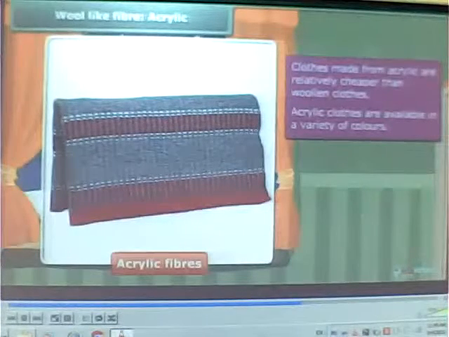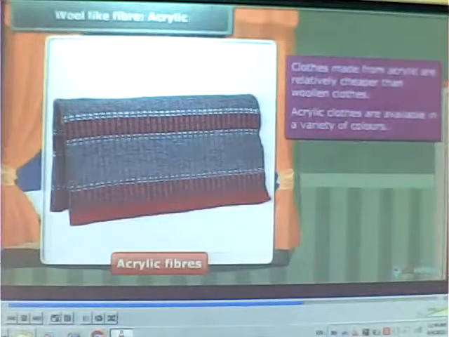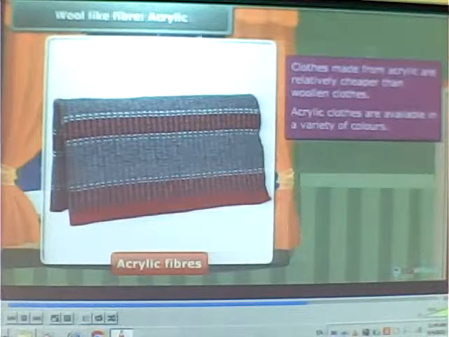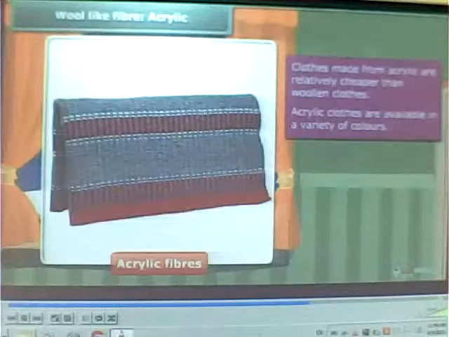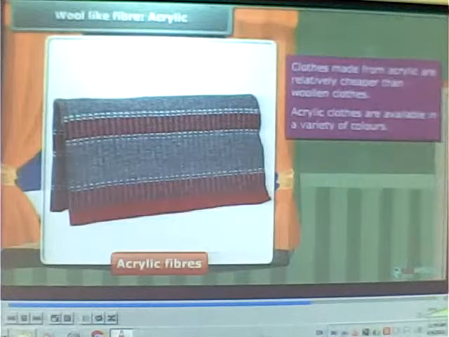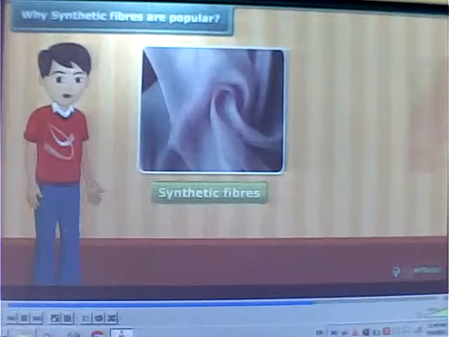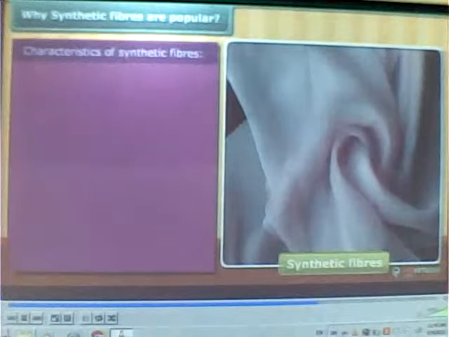The disadvantages are that the acrylic tends to fuzz easily and that it does not insulate the wearer as well as wool or cashmere. By now, you know what makes synthetic fibers more popular than the natural fibers. Let us recall the characteristics of synthetic fibers which make them so popular among us.